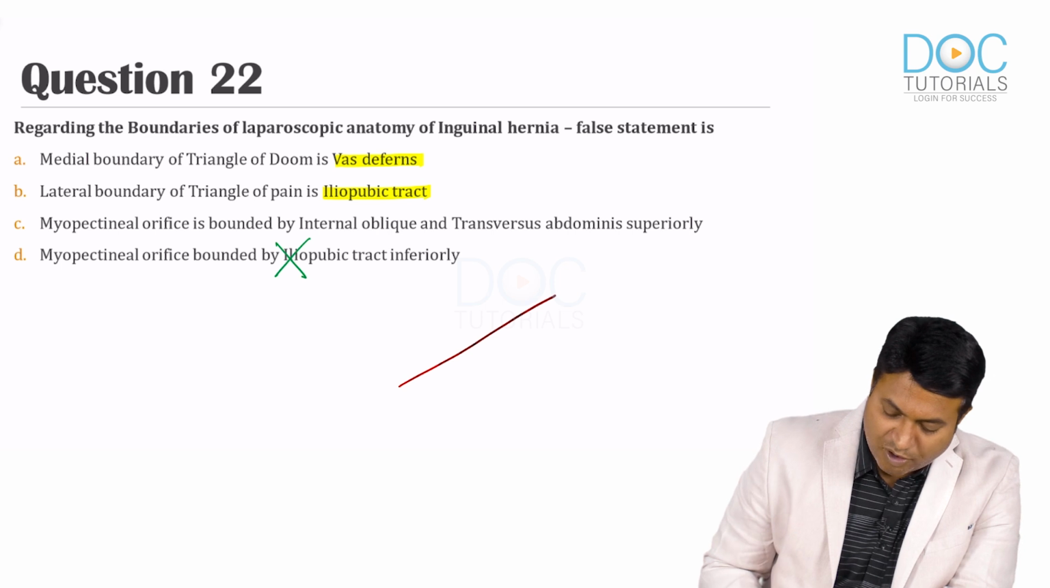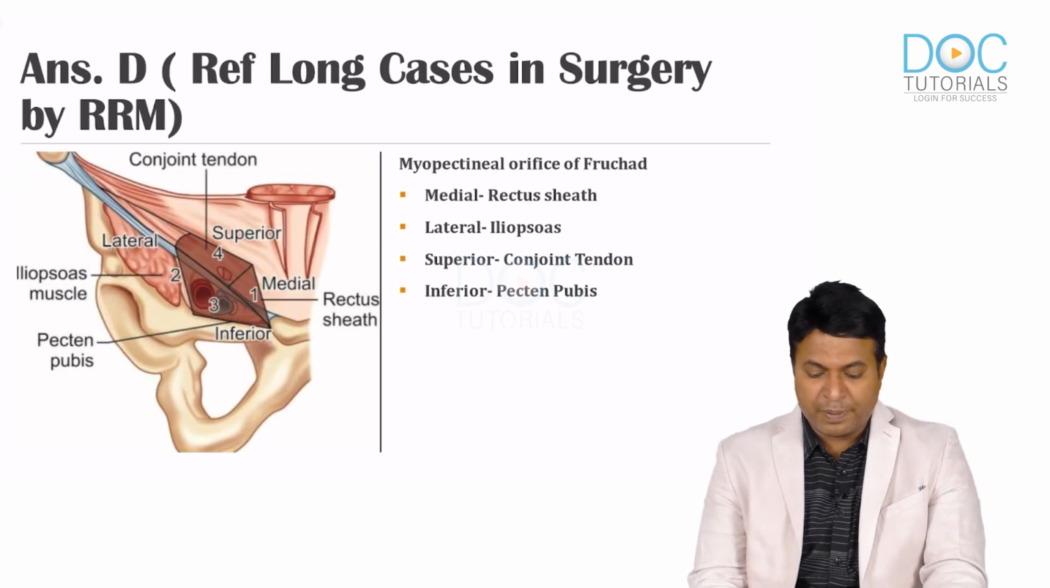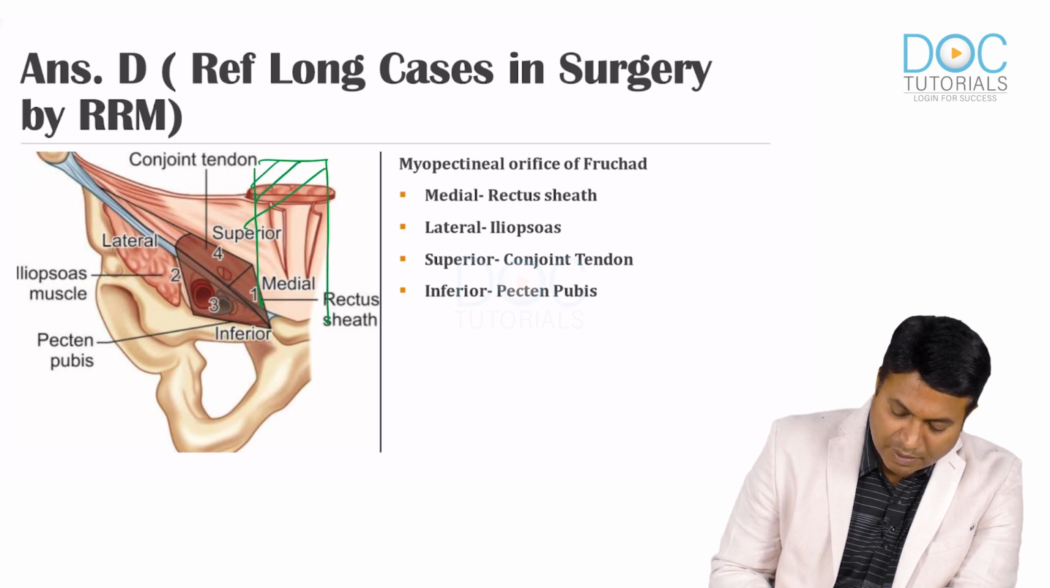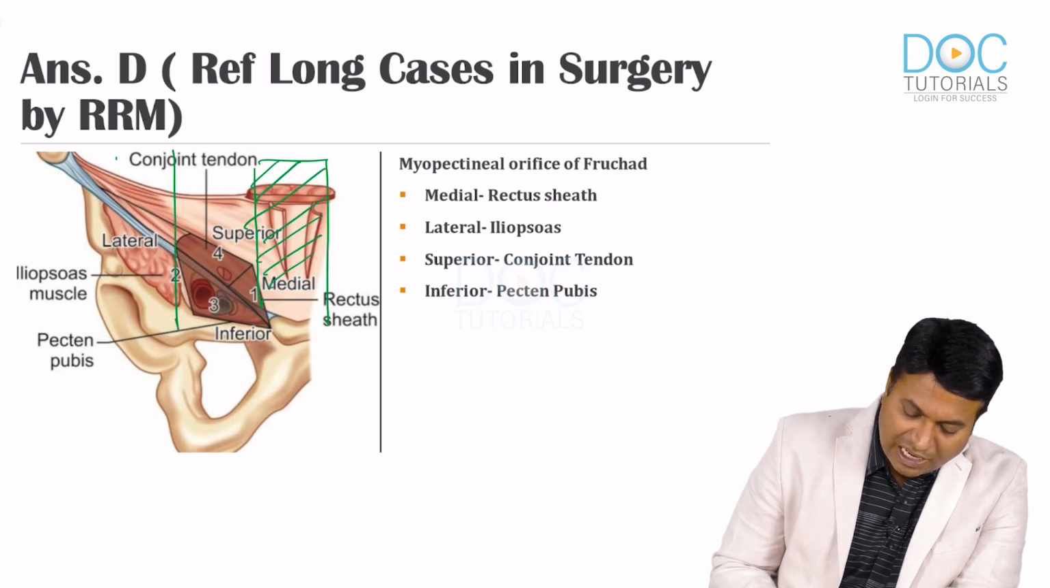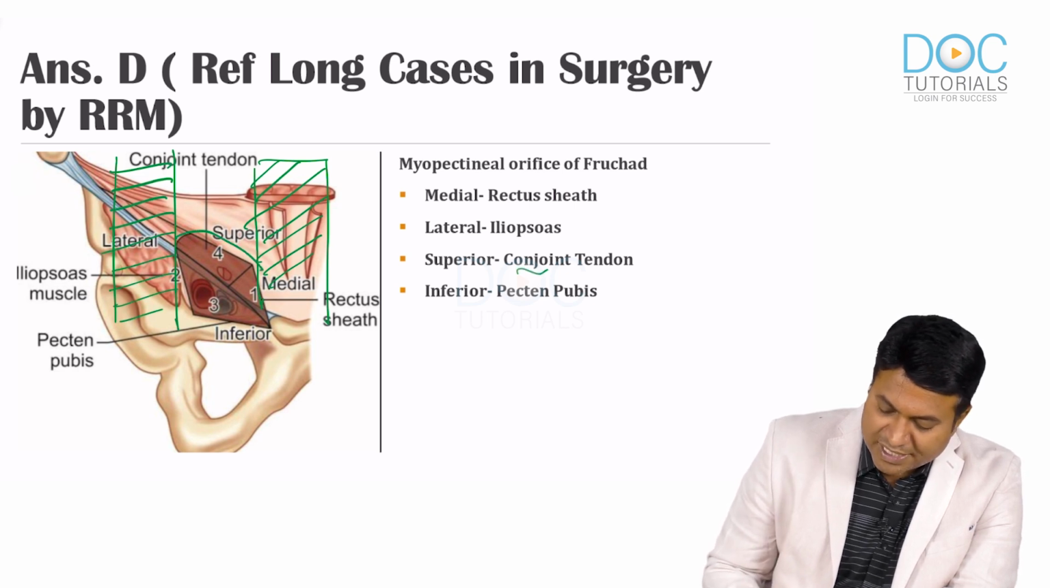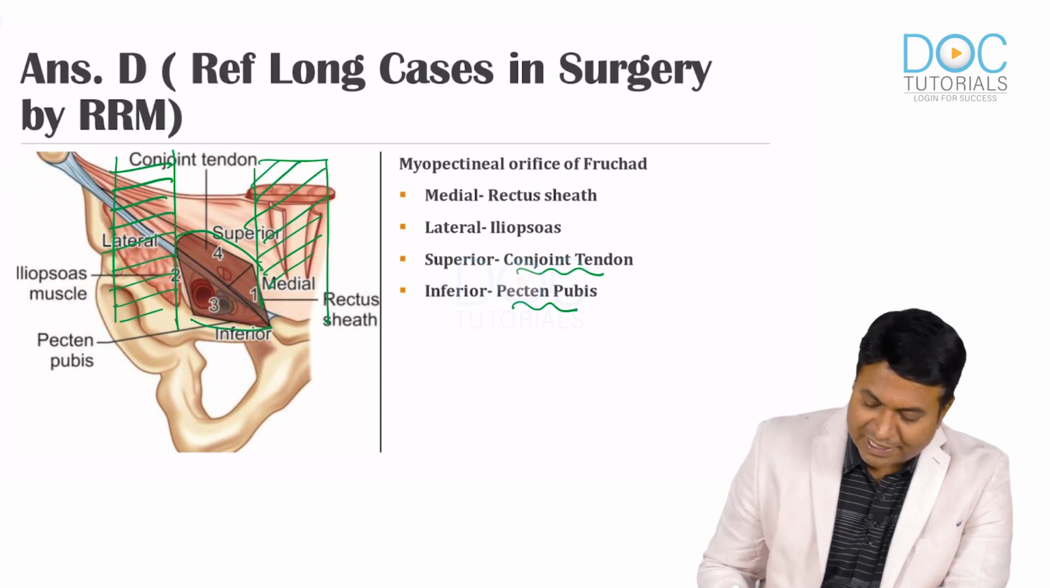I will show you the boundaries of myopectineal orifice of Fruchaud. It is bounded medially by rectus abdominis muscle. This is rectus abdominis muscle. Laterally by iliopsoas muscle. Superiorly by conjoint tendon. You can see the conjoint tendon. Inferiorly by the bone, pecten pubis.